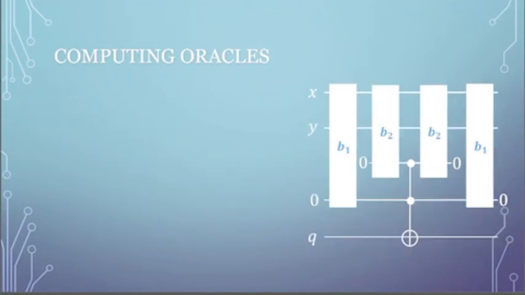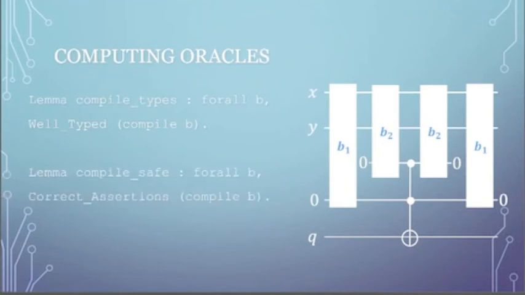And then there's a lot of fun things we can prove about this. So the first thing we would always prove is that this is a well-typed circuit for any Boolean expression. And that's pretty easy. We have a tactic called type check that will do this for us. The next thing we want to prove is that, in fact, correct assertions compile B for any Boolean expression B. So that is to say that all of our assertions are valid.